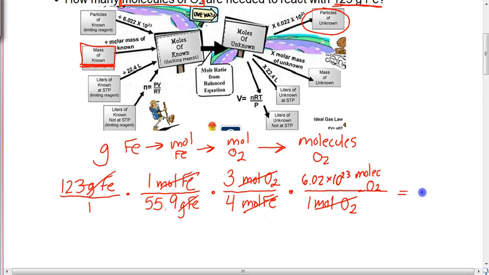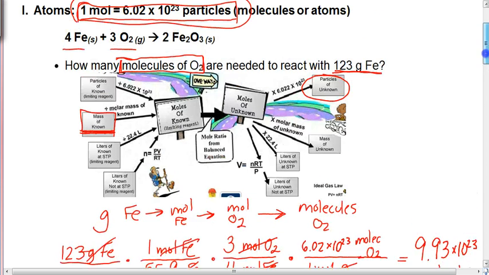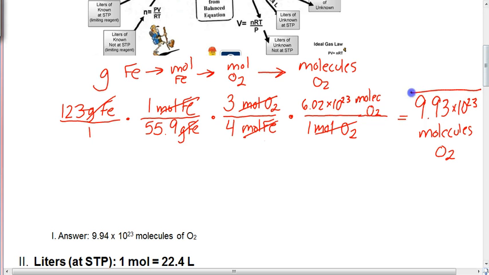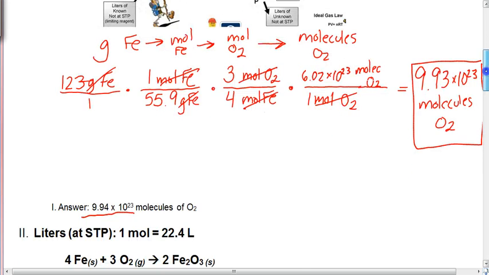So our answer is 9.93 times 10 to the 23 molecules of O2. Now looking at sig figs, we look at the number we're given, 123. It's got 3 sig figs, so our answer should have 3. And it does, because remember in scientific notation, anything before that times sign counts as significant. Oh, hey, look, I even wrote the answer in there, so to make sure I got it right. Good deal. Let's try another one.